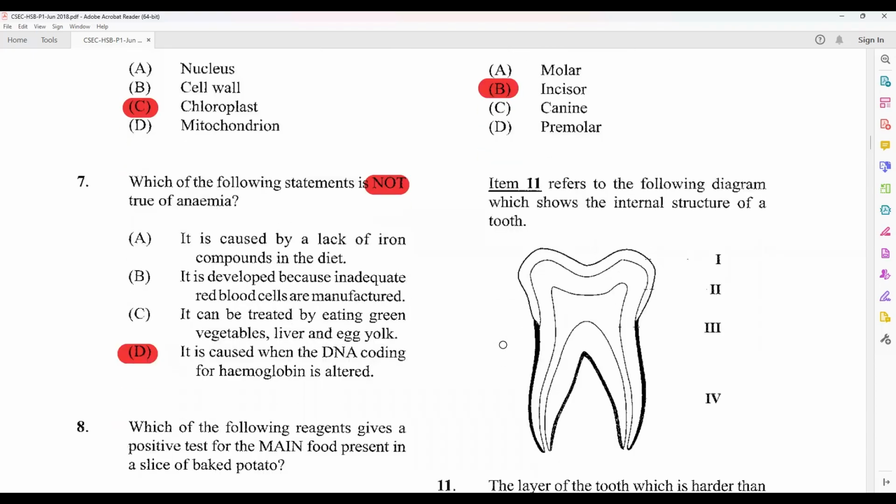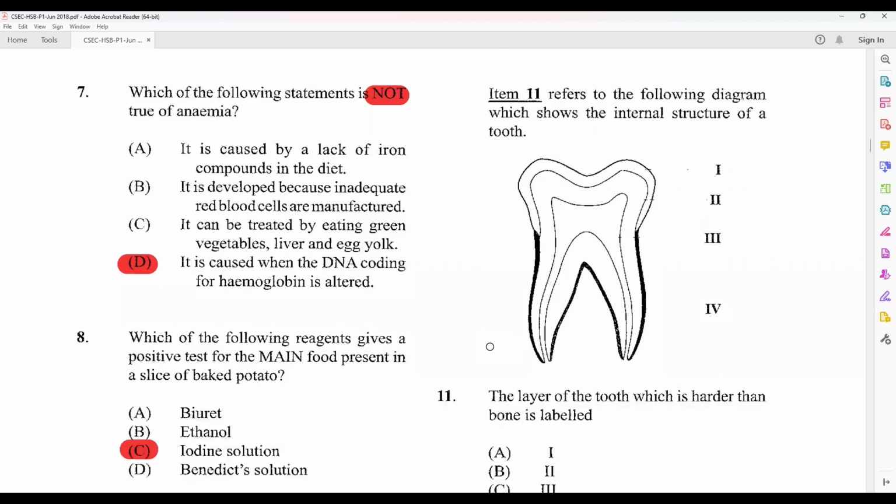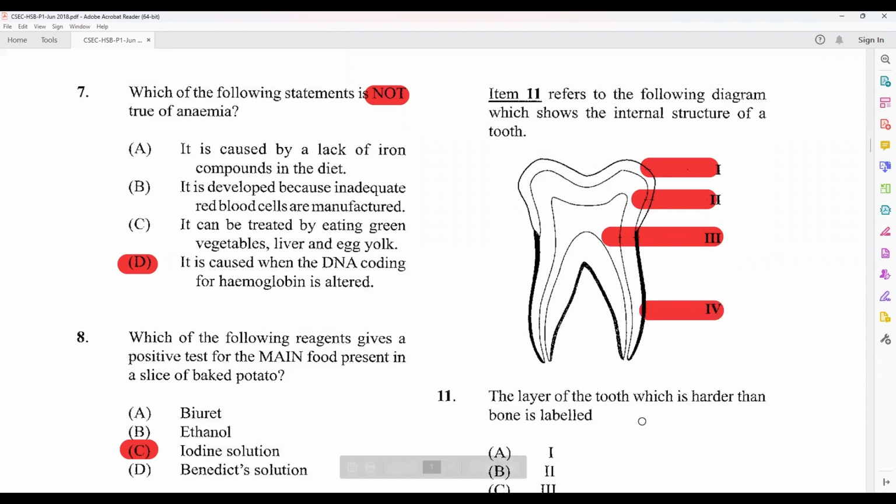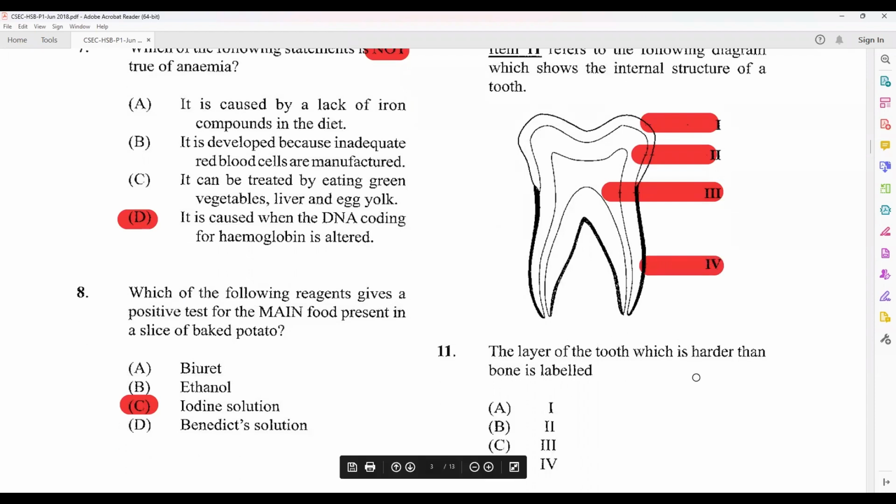Item 11 refers to the following diagram, which shows the internal structure of a tooth. These labeled parts, the lines are missing, but you see the line stopping right here. This line goes a little further and it goes to here. This one goes a little further to here. And this one, it's right there. The layer of the tooth which is harder than bone, enamel, is the hardest substance in the human body. That's the outer layer of the tooth, the part that you see when you smile. So A.